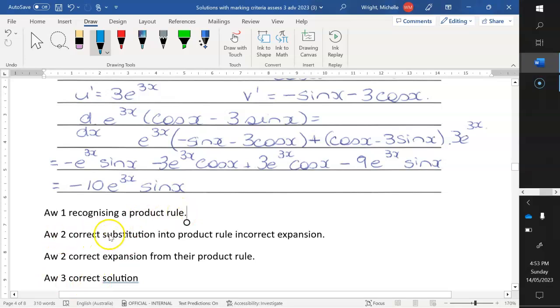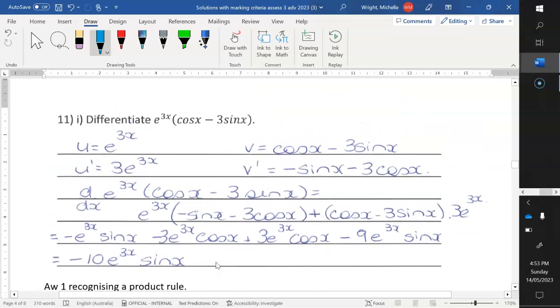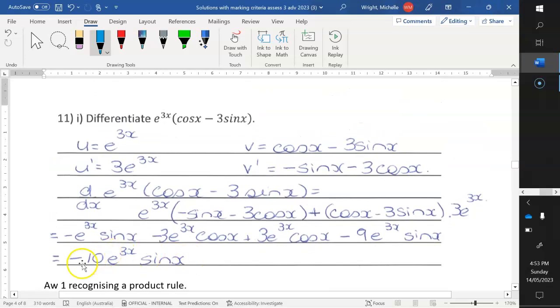Another 2 marks if you correctly substituted into the product rule with an incorrect expansion, or 2 marks if you expanded with a correct expansion from their product rule. So basically, you needed to show me that you got part of the way with this to get the answer.